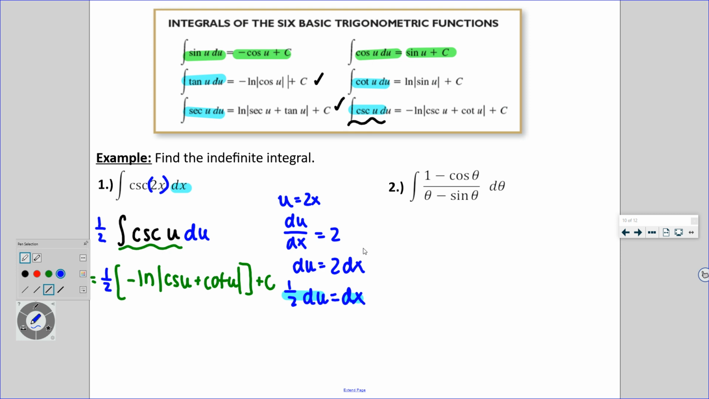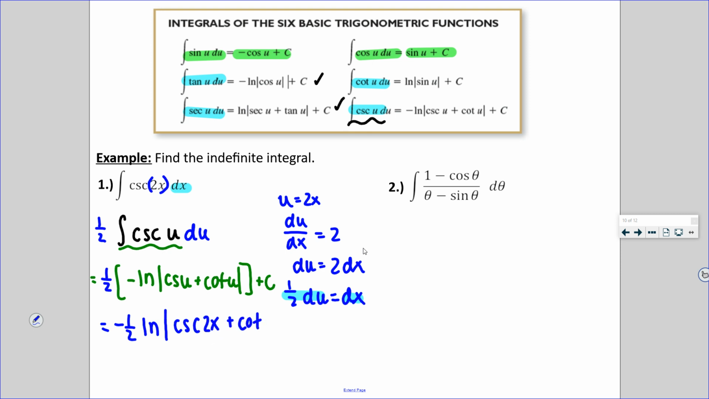Don't forget to resubstitute back in the 2x for u. So negative 1/2 natural log of cosecant of 2x plus cotangent of 2x plus c.